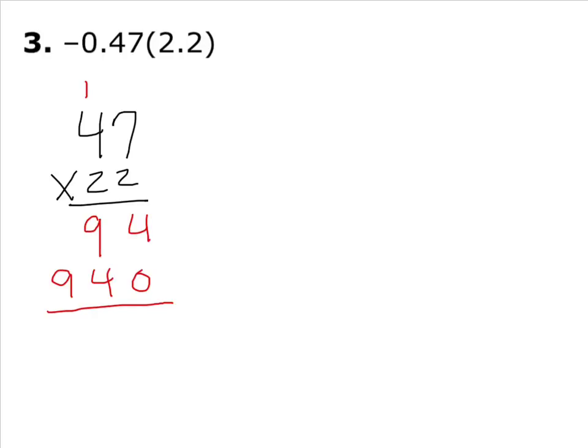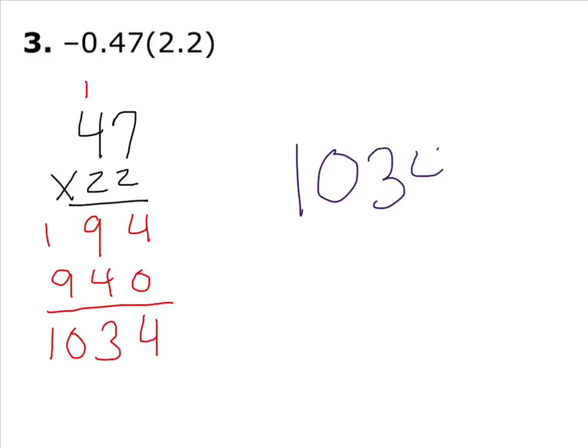So once I have that, now I'll add those up, which gives me 4, 9 plus 4 is 13, 9 plus 1 is 10. So I end up with this number right here. I have what looks like 1,034. Well, that number is way too big.